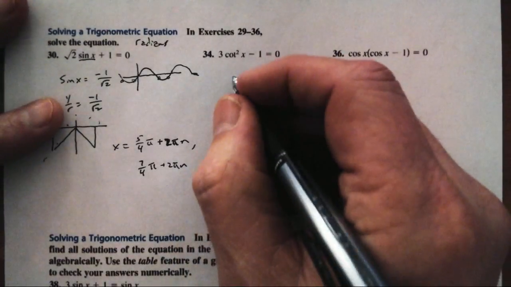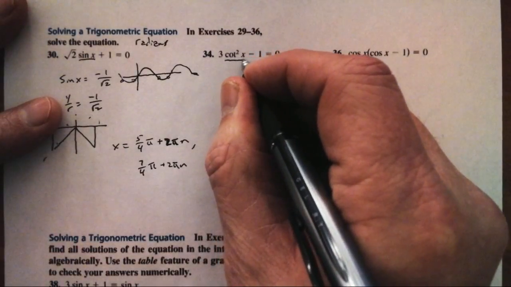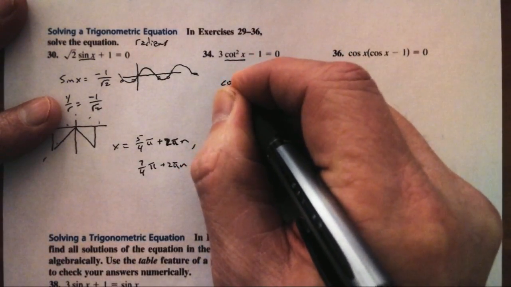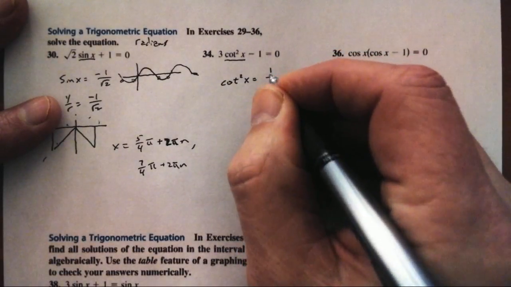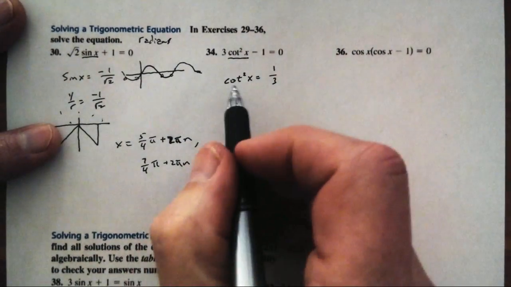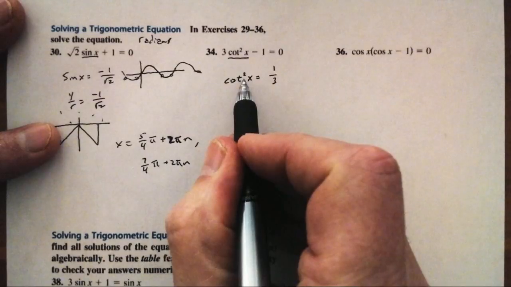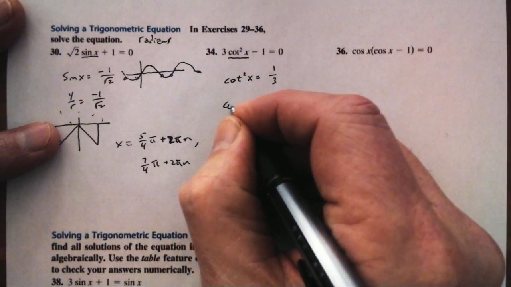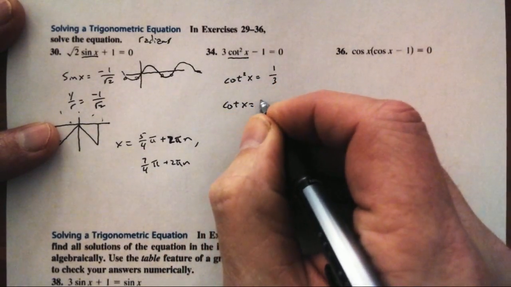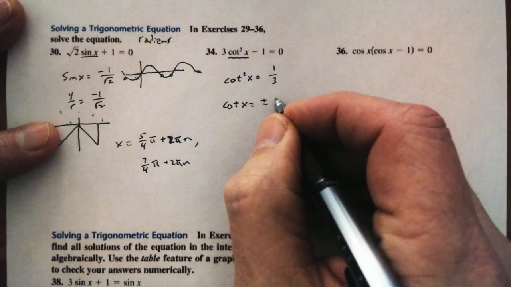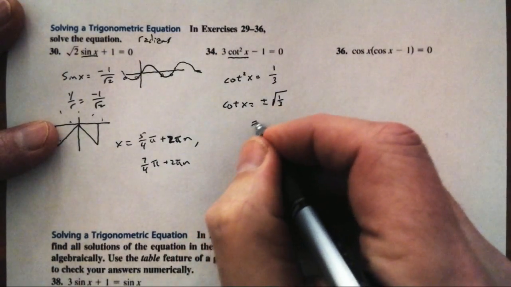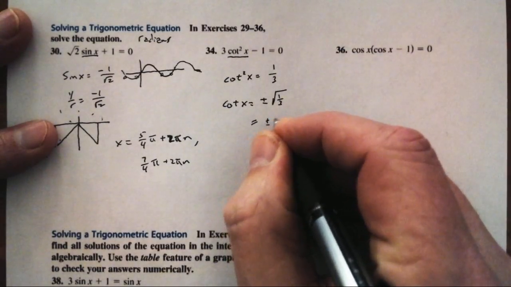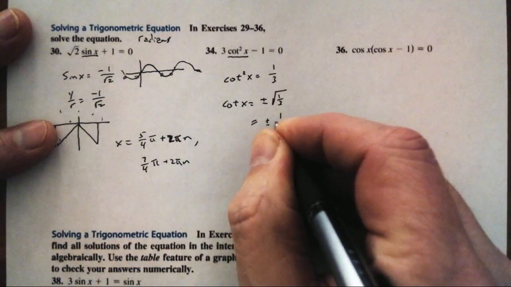Okay, let's take a look at 34. We're going to solve for cotangent squared. Cotangent squared of x equals, we're going to add 1, divide by 3. Then to get rid of a squared, carefully we go cotangent of x equals plus or minus square root of 1/3, which is plus or minus 1 on square root of 3.